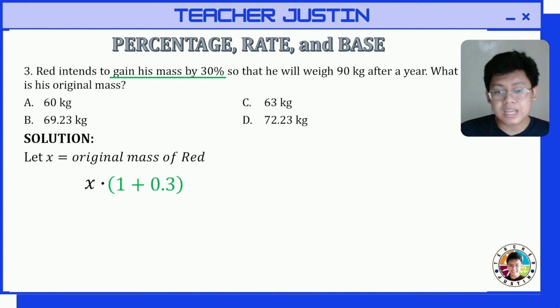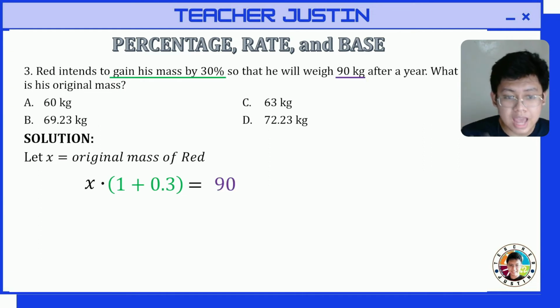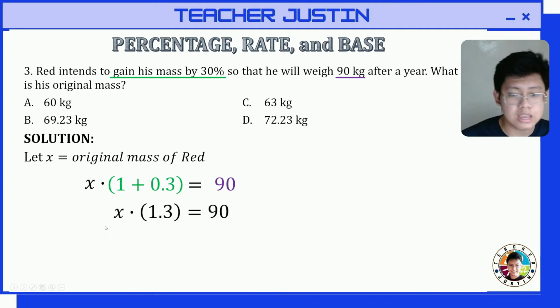Now, pag nag-increase na ng 30%, yung goal niya is ma-reach yung weight na 90 kilograms. So, it will be X times the quantity 1 plus 0.3 is equal to 90. So, yan yung magiging equation natin to solve for the value of X. Let's combine 1 and 0.3. That will be equal to 1.3.